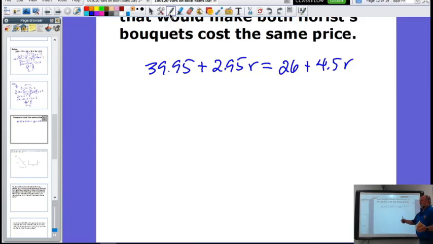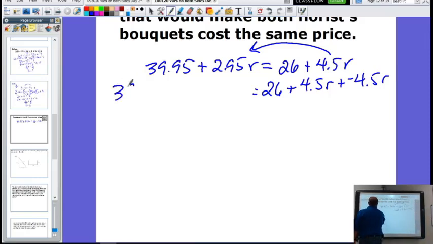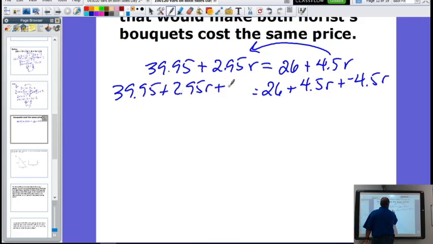Okay, so our steps are still the same. Get our letters on one side. So I'm going to move this 4.50 over to be with that 2.95R. Okay, so I start at the equal sign. 26 plus 4.5R plus negative 4.5R. And you'll notice I did knock the zero off that 4.50. It's okay. We'll put it back in money when we get an answer. So over here, I've got $39.95 plus $2.95R plus negative 4.5R.